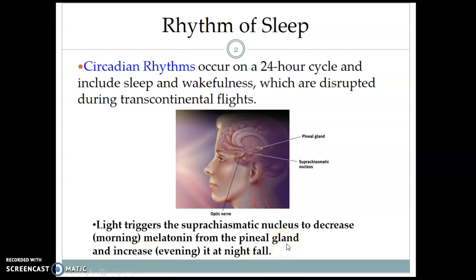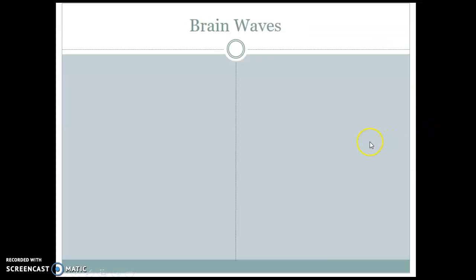So that's why, when the time change starts to occur and it gets dark earlier, you usually start to feel tired or sleepy earlier. That's just because it's the light, and that's what really affects the pineal gland, the melatonin production, and your circadian rhythm.